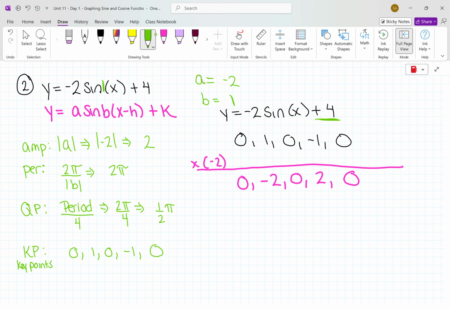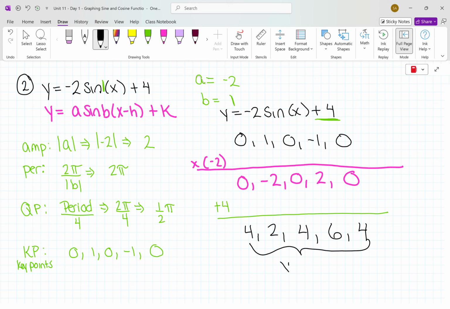But I'm not done because I also have to do what? So now I'm going to take the new coordinates and I'm going to add 4 to each one of them. So 0 plus 4 is 4. 4 plus a -2 is a +2. 0 plus 4 is 4. 4 plus 2 is 6. 4 plus 0 is 4. These are my new y coordinates.